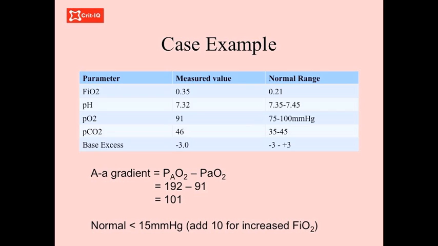It should be noted that the normal range for the AA gradient in this patient will need to be raised somewhat to account for the higher FiO2 being used, but even then the value obtained is high. This indicates that there is a problem with oxygen transfer, in this case probably due to aspiration.